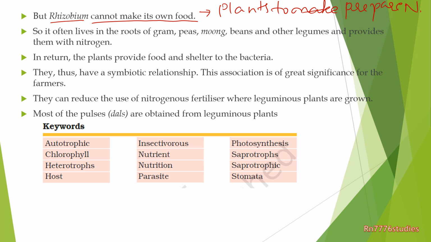It often lives in the roots of gram, peas, moong, beans, and other legumes, and provides them with nitrogen. That means it lives in the roots of these crops. In return, the plants provide food and shelter to the bacteria. Again, symbiosis.